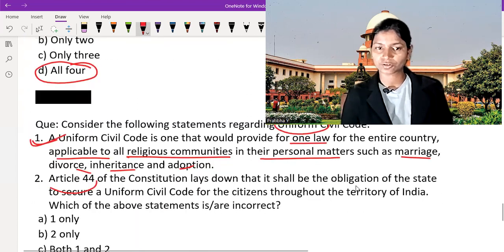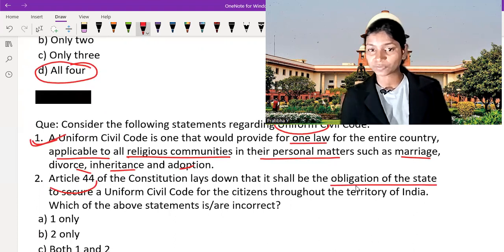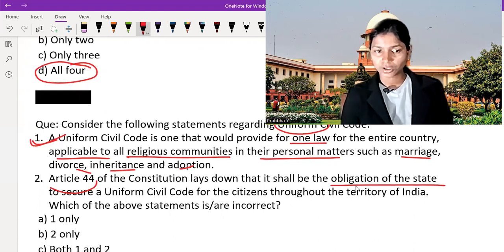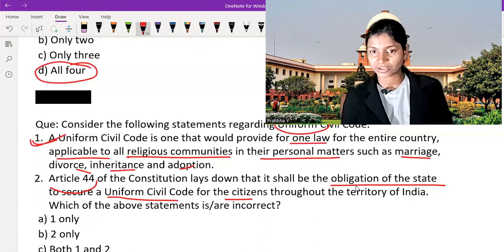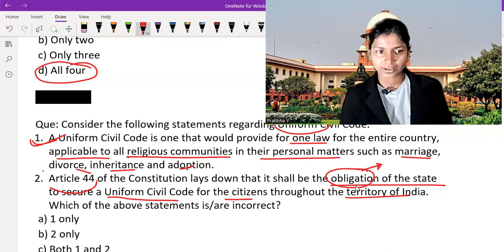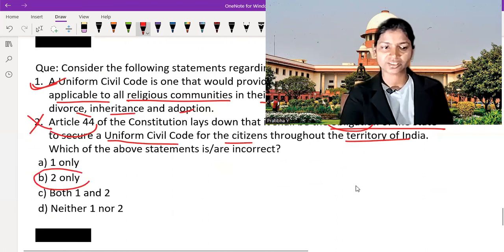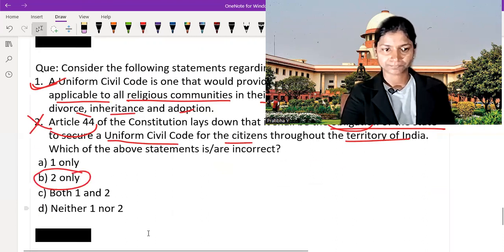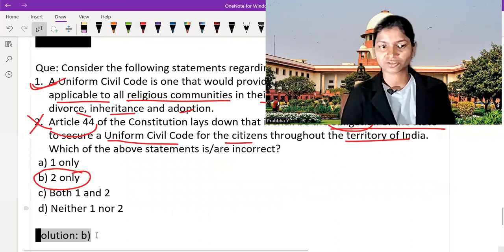Article 44 of the Constitution lays down that it shall be the obligation of the state to secure a UCC for citizens throughout the territory. It is not the obligation. States shall endeavor, but it is not the obligation. So this one is incorrect. Which of the statements is incorrect? So B. 2 is incorrect. Just check we are on the right path or not. B is correct. We are on the right path.